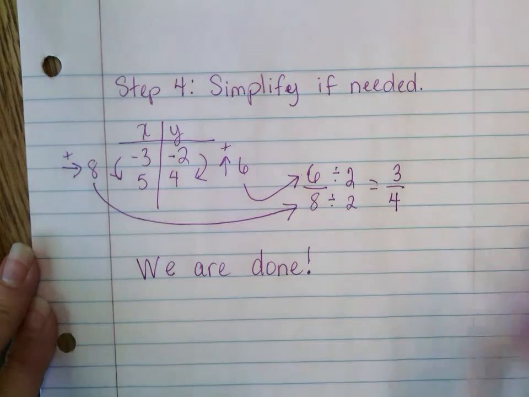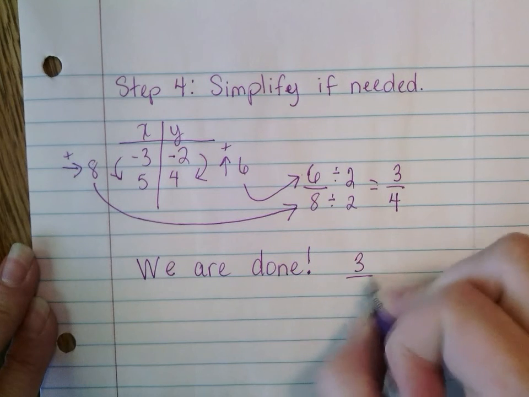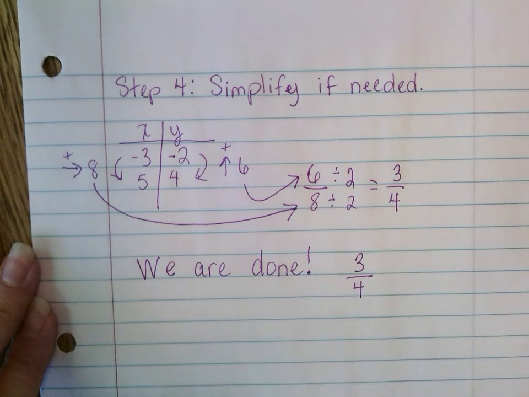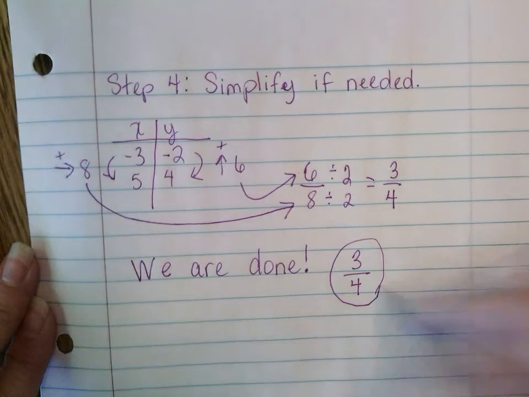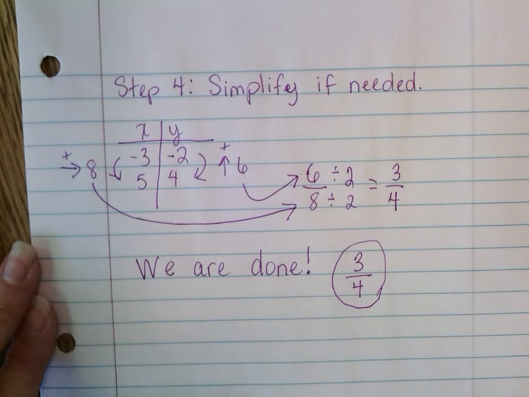Since both of those were a positive change, we have a positive rate of 3/4. And I'm going to circle that because I am done. Any questions?